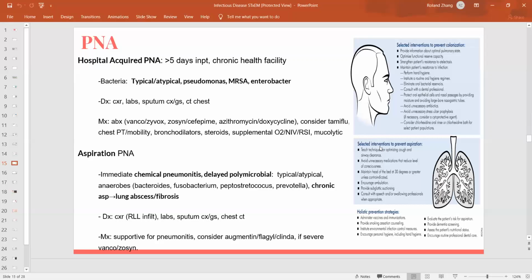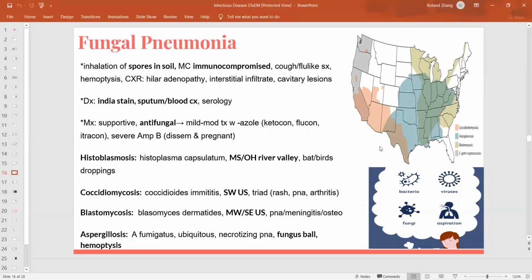Next slide. Fungal pneumonia, you see that with spores in the soil. And when you see pneumonia, particularly when they're not getting better with antibiotics, you think about fungal, especially if they're in some sort of immunocompromised state. One of the characteristics of fungal pneumonia is hemoptysis and cavitary lesion. The way you diagnose is, of course, with sputum culture and stain, and you actually look underneath the microscope. You treat this with antifungal.